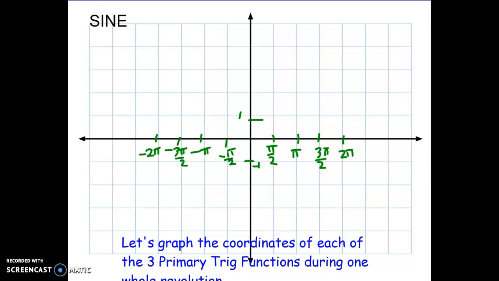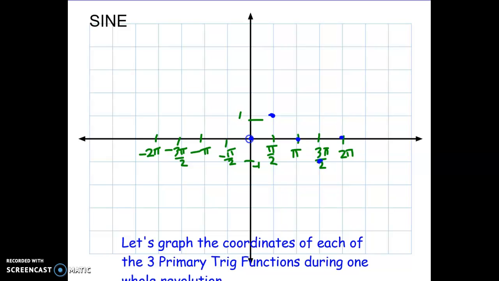So we said that sine at 0 was 0, so we put a 0 on. Sine at pi over 2 went up to 1. Sine at pi was back at 0. Sine at 3 pi over 2 was down to -1. And sine at 2 pi was back at 0.